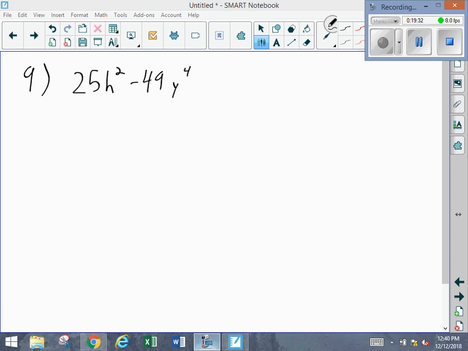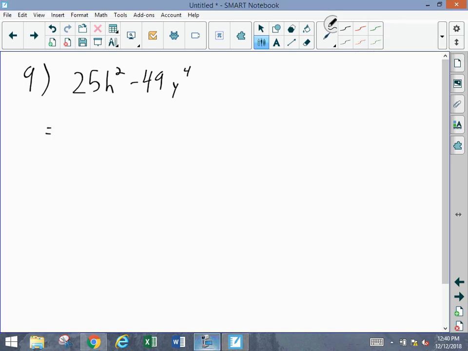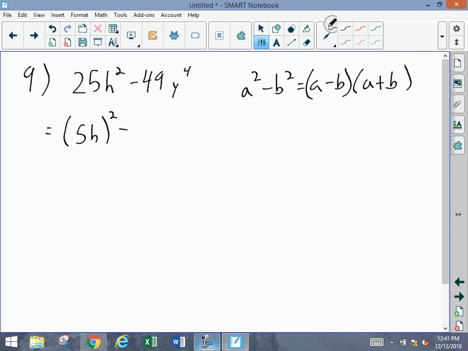So we gotta factor this. First of all, I got an equation that tells me that a squared minus b squared is a minus b times a plus b. This is called difference of squares. So what I gotta do is express this as a square, and then I'll express this as a square as well.